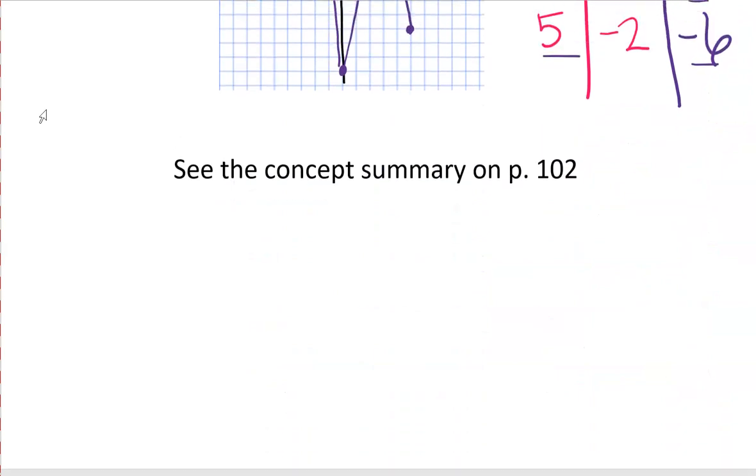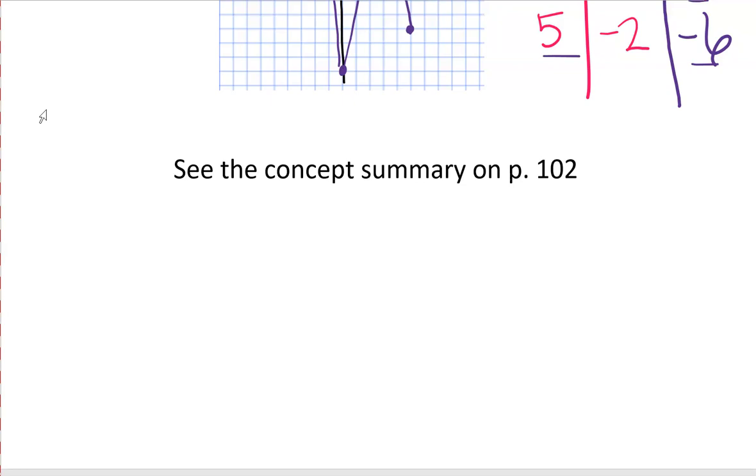Look at the concept summary on page 102. It just tells you what to look for. What's a vertical translation? It moves the graph up if k is positive, down if k is negative. Vertical stretch: if a is greater than 1, it stretches the y values out. If a is between 0 and 1, it compresses those y values in. A horizontal translation would be right or left. It's going to be right h units if the function is subtracting in the middle. It's going to be left so many units if the function is adding in the middle.